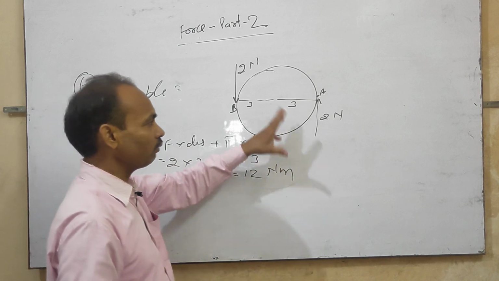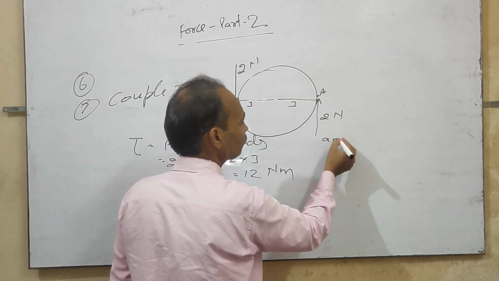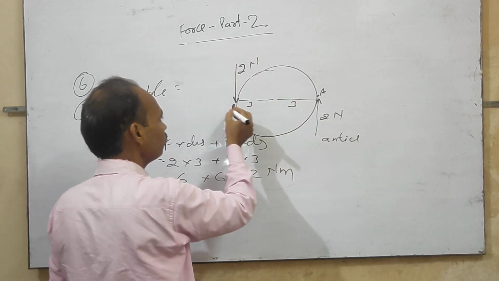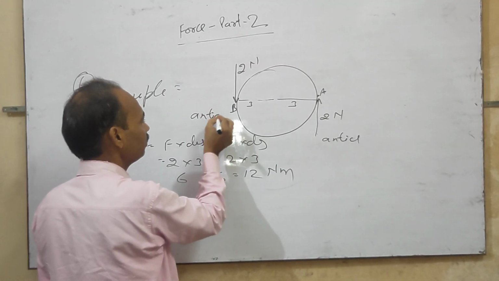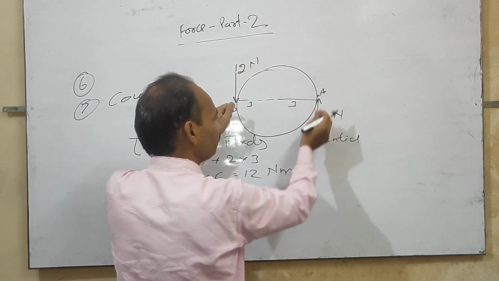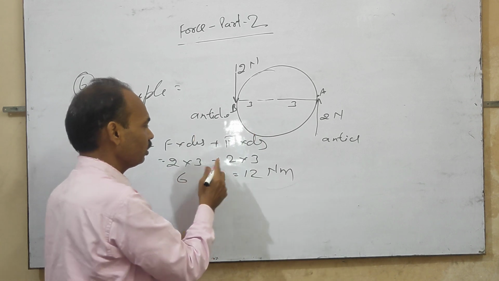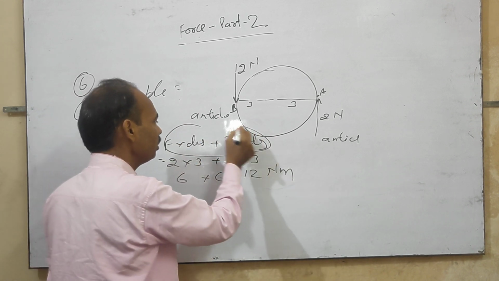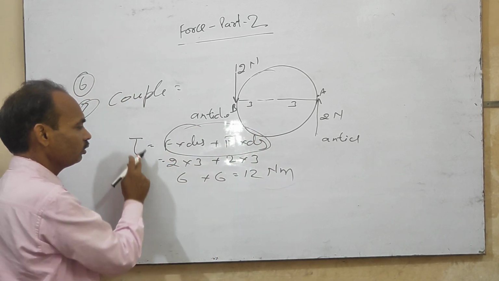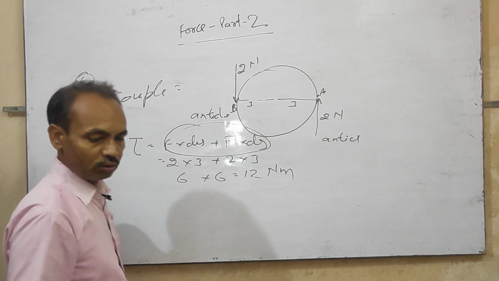The torque has doubled because this is anti-clockwise and this is also anti-clockwise. If both forces have been applied in the anti-clockwise direction, then both moments will add up, and the total torque obtained is 12 Newton meter.